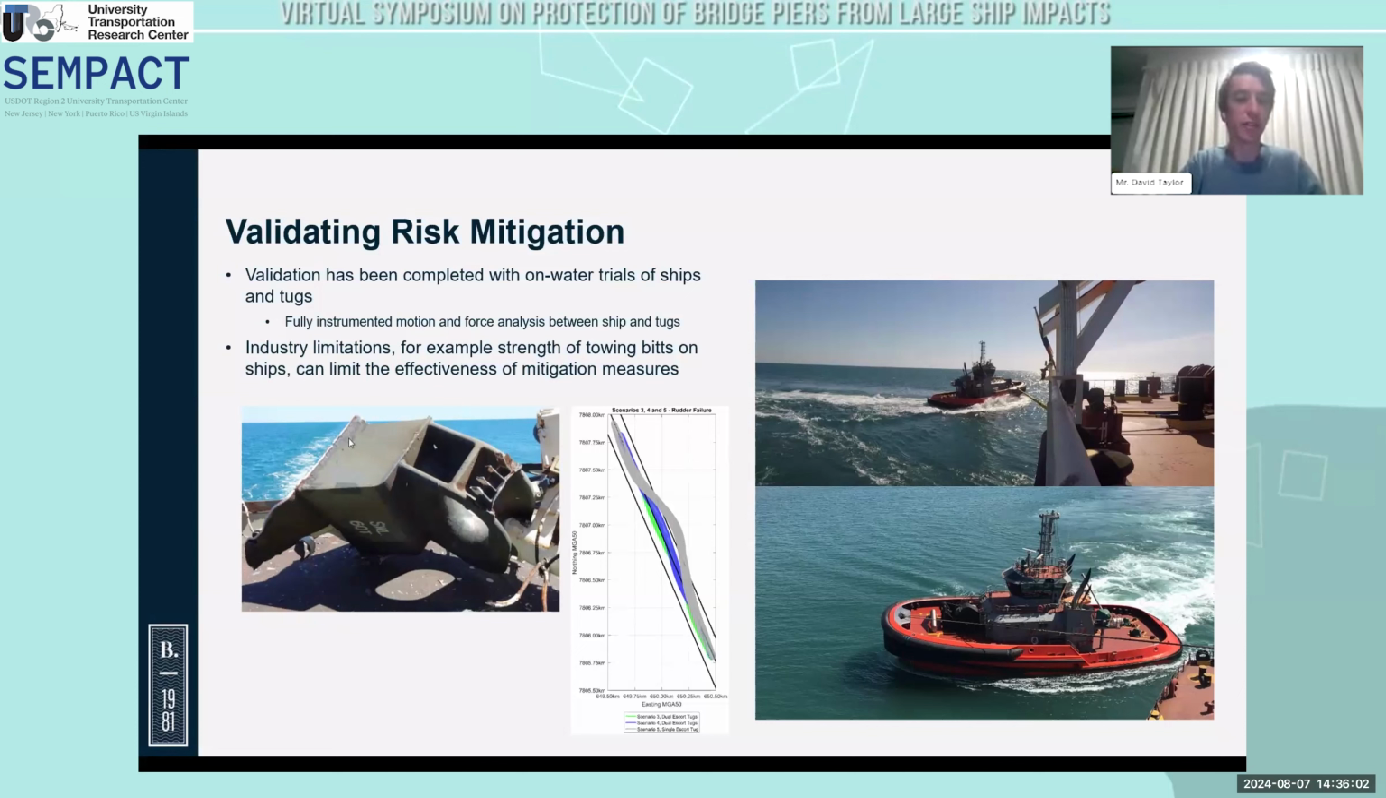And the on-water trials are particularly valuable because they've highlighted a number of limitations, whether they be human factors related to bridge resource management or some of the technical limitations of vessels to be able to accommodate the power of escort towage that has been proposed or actually implemented.